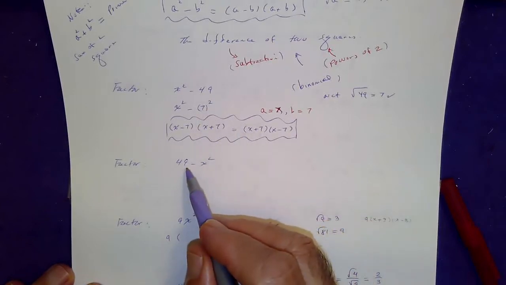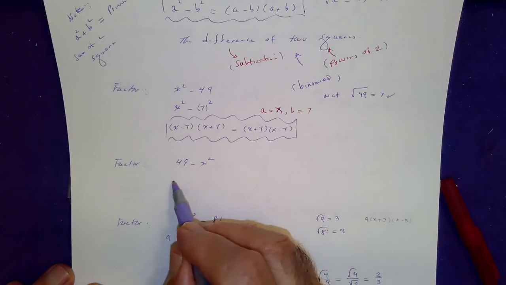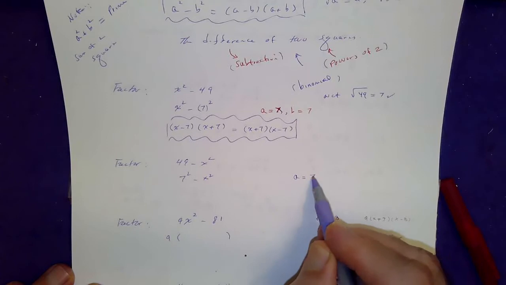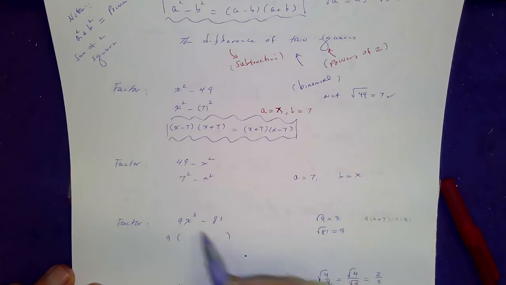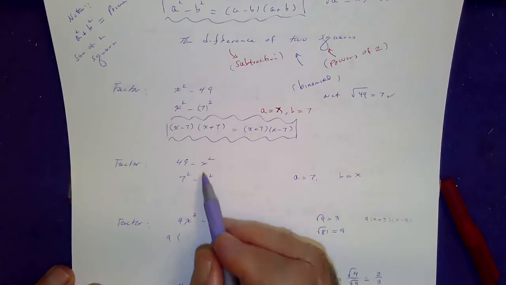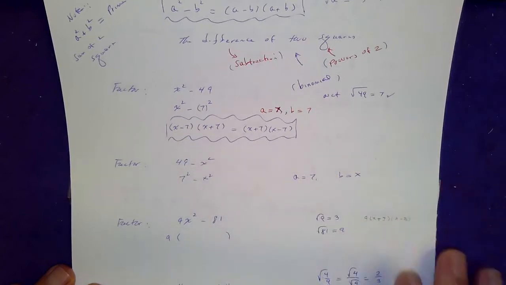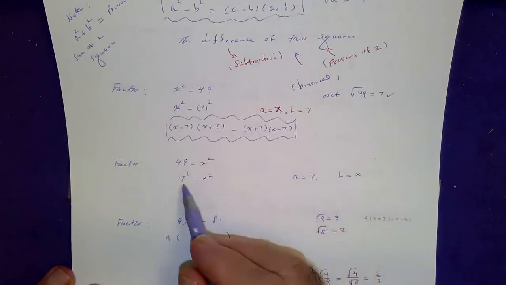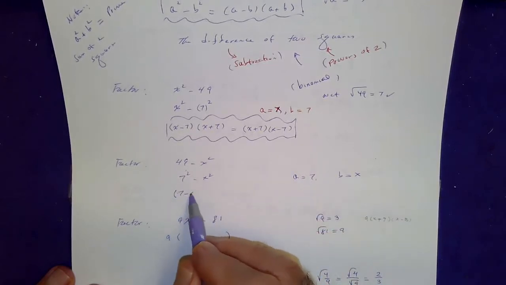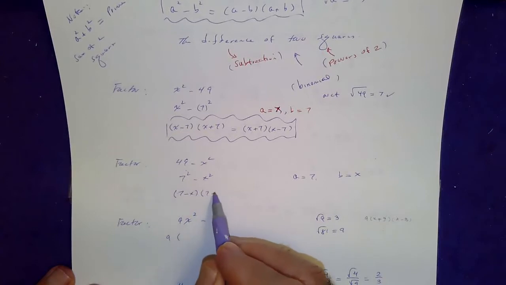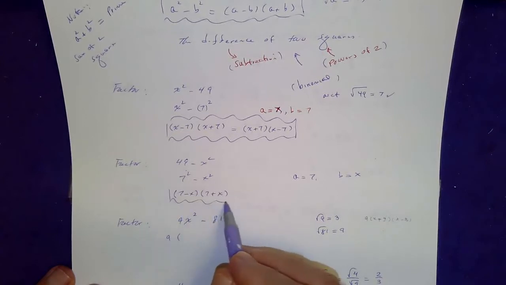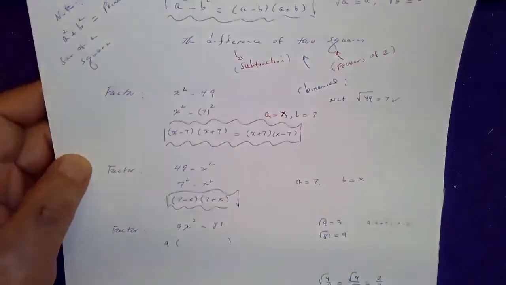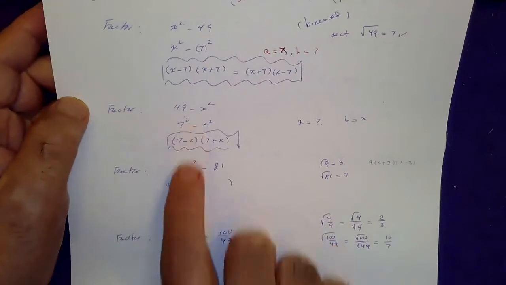What if 49 shows up first? Then this would be 7 squared minus x squared. In this case, a is 7, b is x. So you have to follow the order. You don't have to have x going first. It all depends on what goes first. The square root of that particular number goes first. In this case, the answer is 7 minus x, 7 plus x, as opposed to the previous example, which was x minus 7 times x plus 7. So please follow the order.